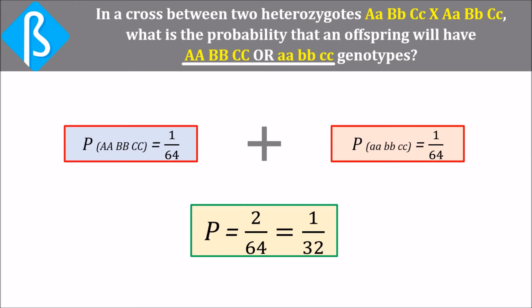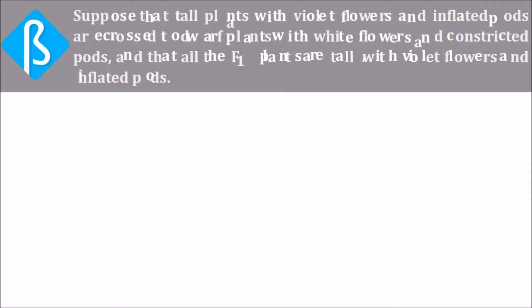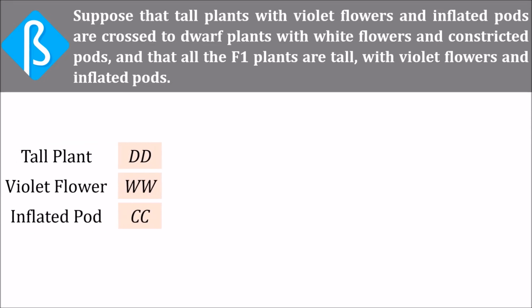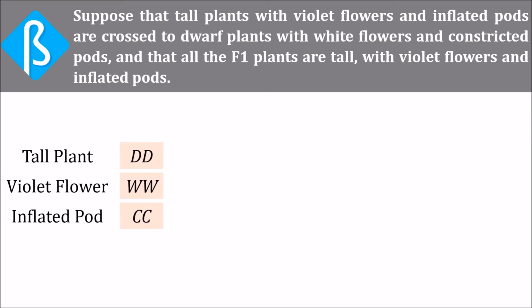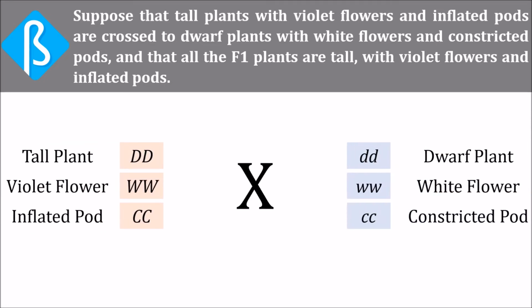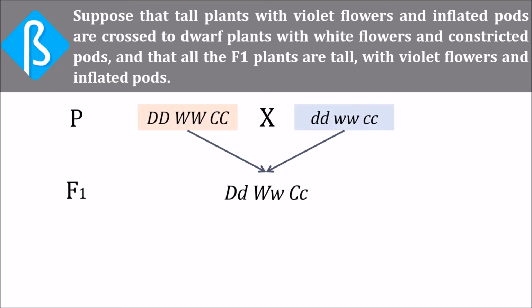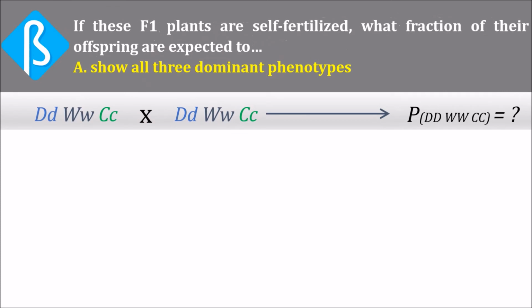Now that we have understood both the rules, let's solve one more problem. But this time, we would suggest you to pause the video after the question and solve it by yourself. Suppose that tall plants with violet flowers and inflated pods are crossed to dwarf plants with white flowers and constricted pods. All the F1 plants are tall with violet flowers and inflated pods. If the F1 plants are self-fertilized, what fraction of their offspring are expected to show all three dominant phenotypes?